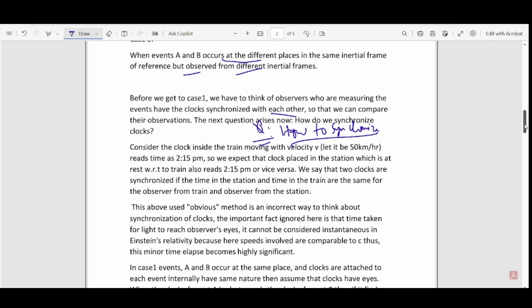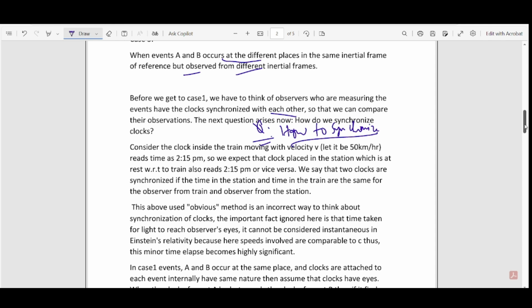Both observers: if I am sitting in the train and I am looking at the clock, then it might show me a different time compared to what the person sitting in the station is seeing. So these kinds of things happen in relativity. Now we are going to touch upon the concept of synchronization.